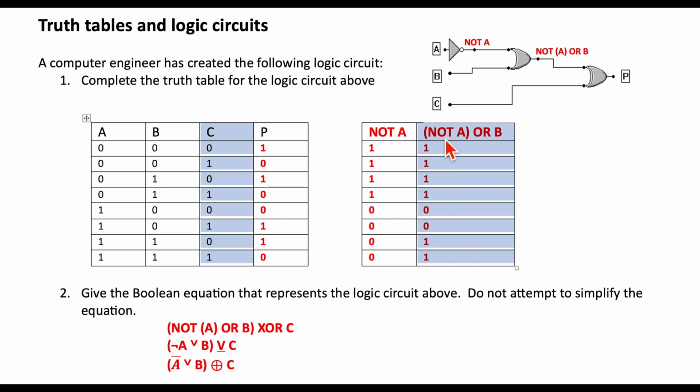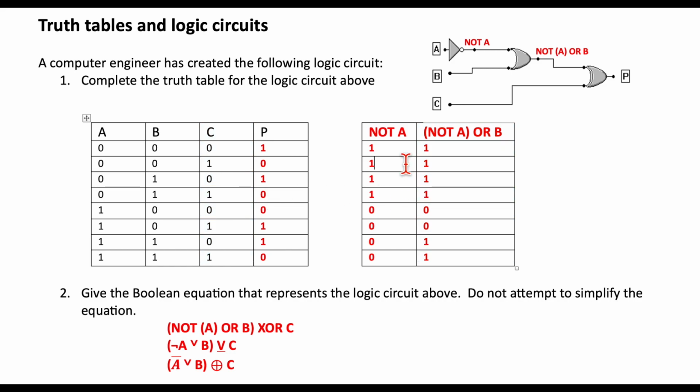C is a 0. NOT A ORed with B is a 1. Therefore we have a difference of the two inputs. Therefore the output will be a 1. C is a 1, NOT A ORed with B is a 1 here. So the two inputs are the same. So the P output will be 0. C is a 0. NOT A ORed with B is a 1. We have a difference. So P is a 1. C is a 1. NOT A ORed with B is a 1. Therefore there's no difference. So P is a 0, and so forth.